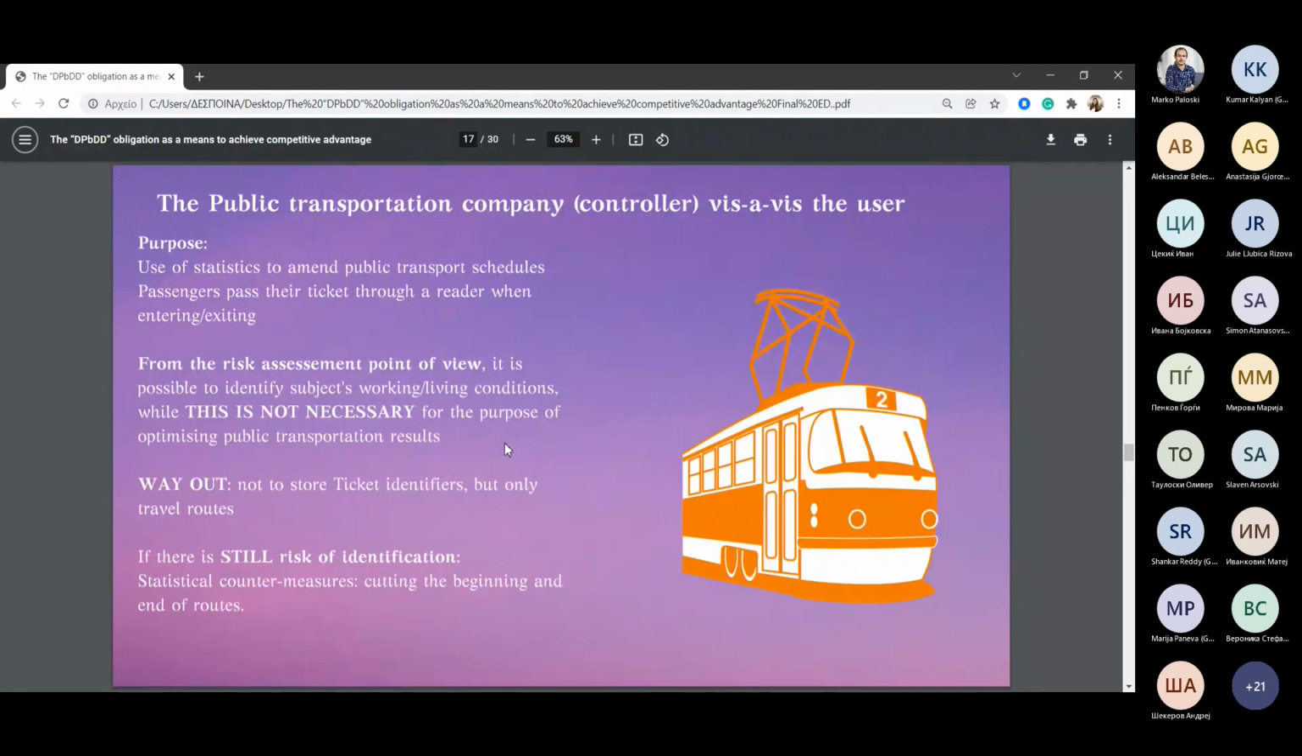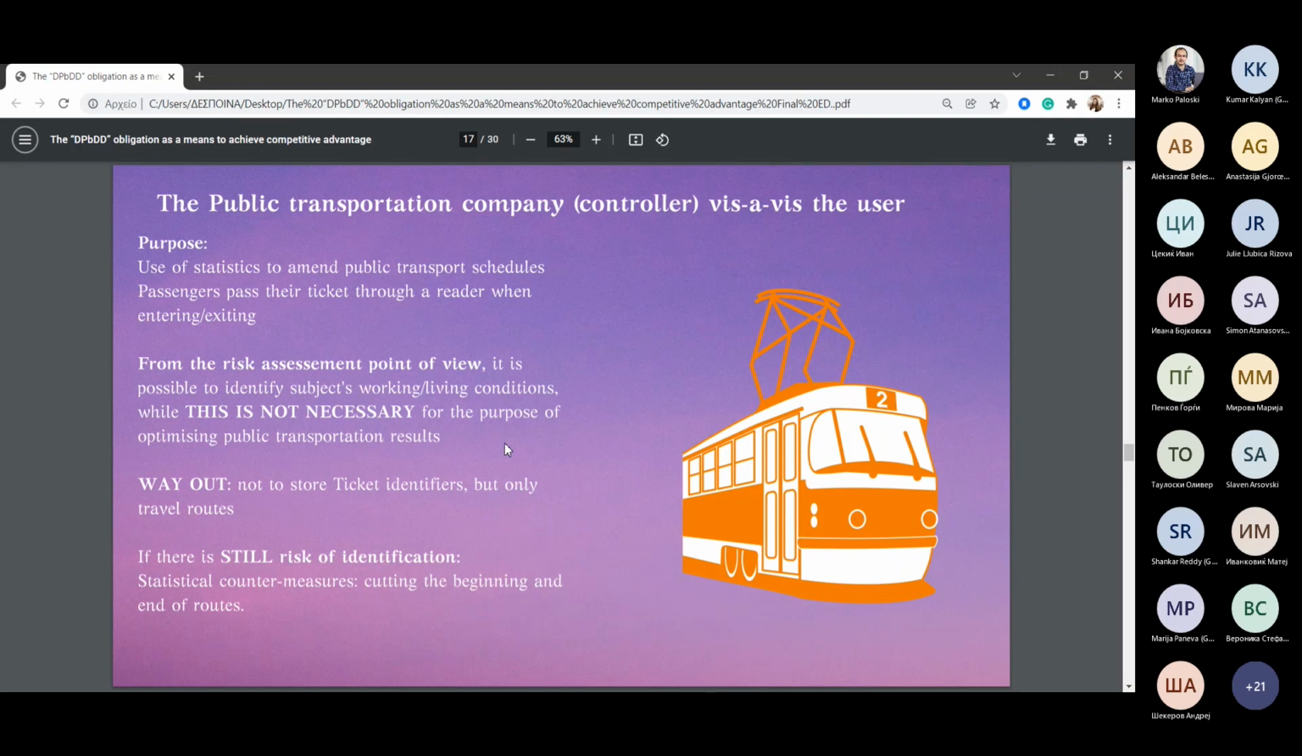So another example is the public transportation company that is a controller and the user of the transportation means. The purpose here is to use statistics to amend public transport schedules, and passengers pass their ticket through a reader when entering and exiting the transportation means. From the risk assessment point of view, it is possible to identify, it is the risk to identify subjects' working or living conditions, while this is not necessary for the purpose of optimizing public transportation results.